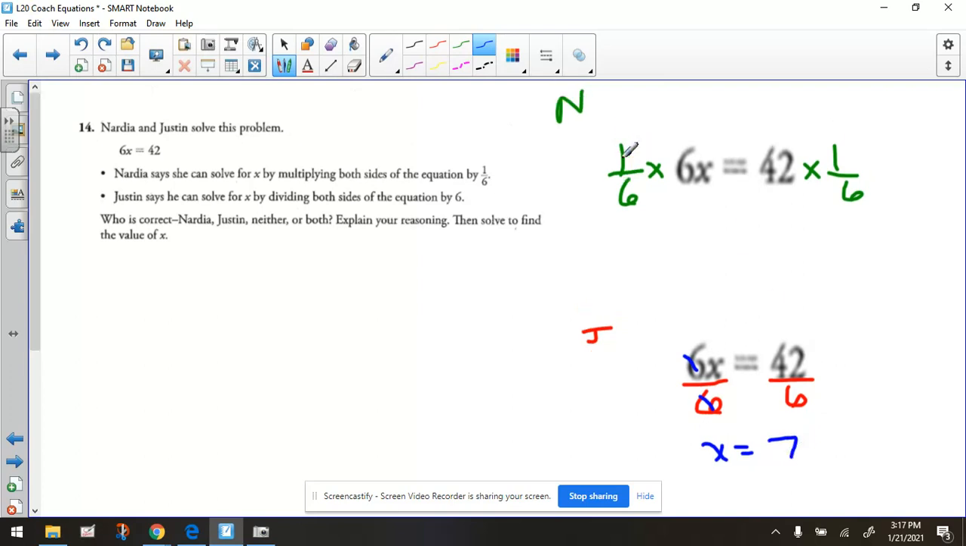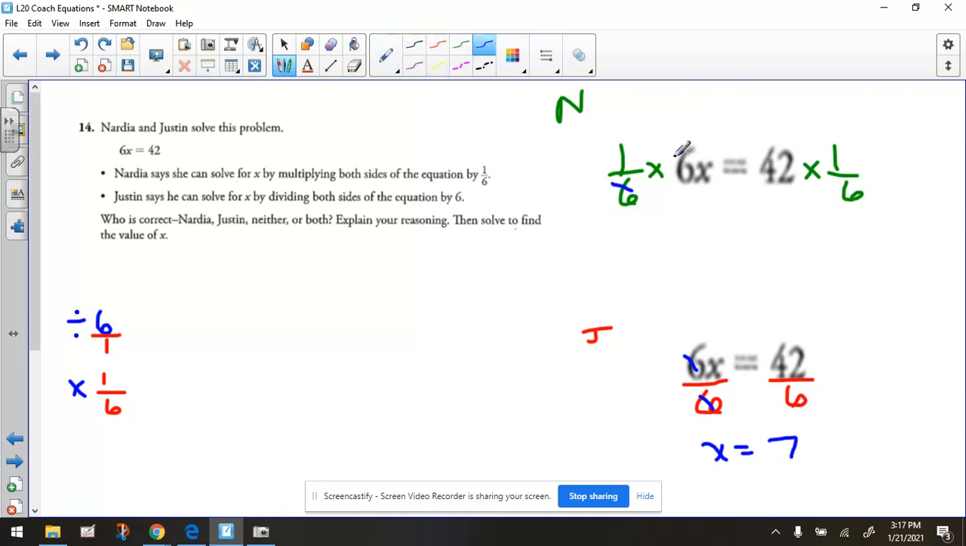Now let's go back to Nardia's approach. So her idea is she's thinking the opposite of multiply by 6 is to divide by 6. So let me put that over here. And dividing by 6 is the same thing as multiplying by the reciprocal. And the reciprocal of 6, remember, is 1/6. Because if we stick a 1 underneath that, right? Now, is that what she did? Is multiplying by 1/6 the same as dividing by 6? It is. So, same kind of thing there.